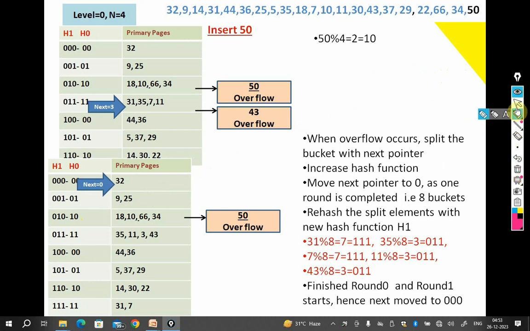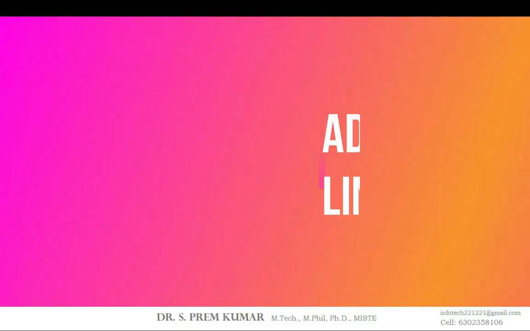Right? Suppose I want to search for some value 43. 43 mod 4 is nothing but 3. 3 in binary is 11. The 2-bit representation is 11, so 43 should be available in the 11 bucket. In the 11 bucket, 43 is available. Directly you can search. There may be lakhs of values, but your searching speed increases tremendously, which is the benefit of this linear hashing technique.